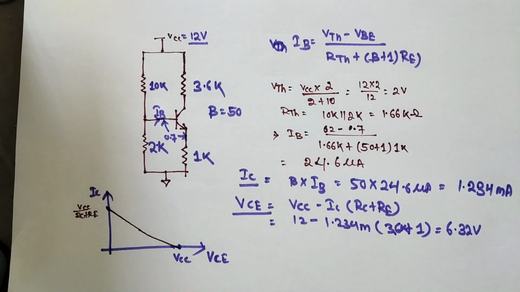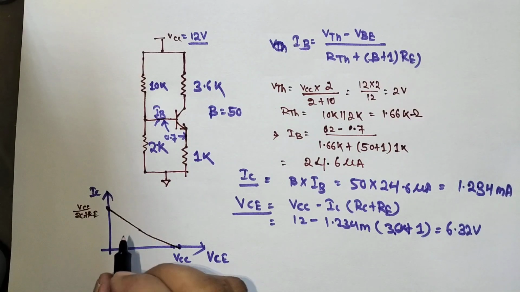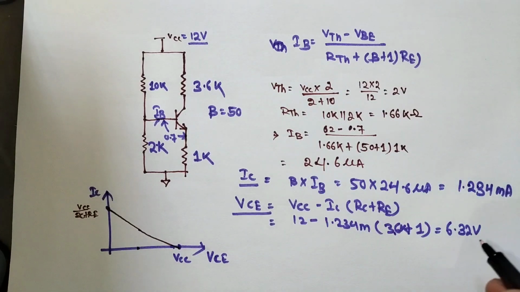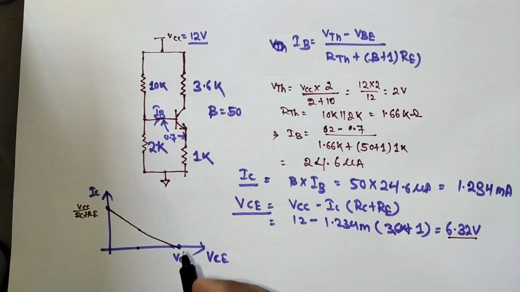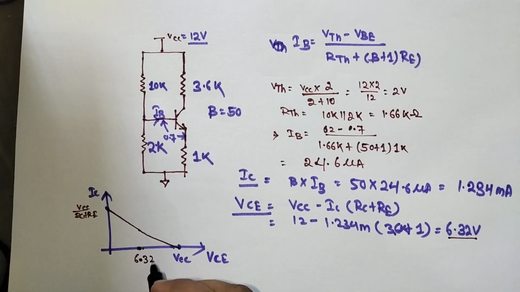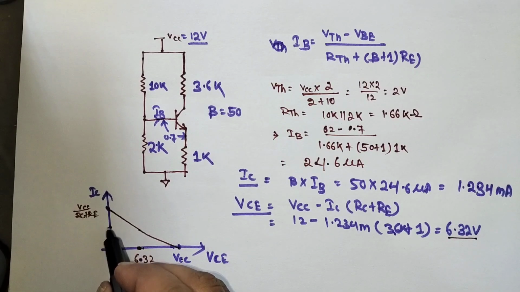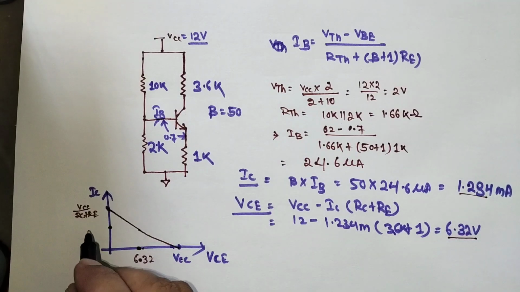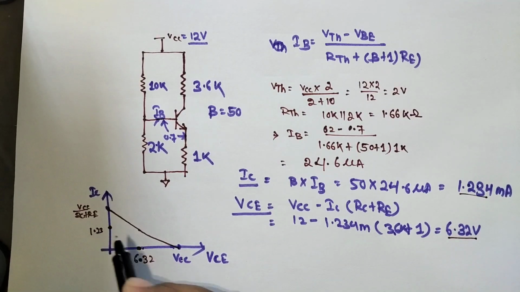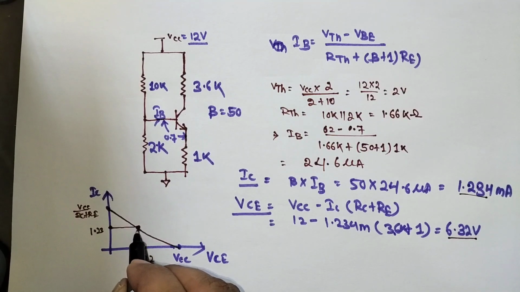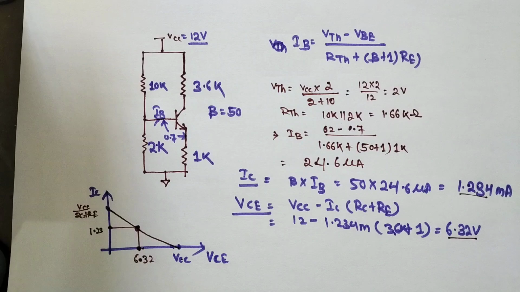Here somewhere I get VCEQ, 6.32, which is almost half of 12. So I get somewhere here 6.32, and here 1.234 milliampere. Okay, then I get here only. Then it is perfectly stable.